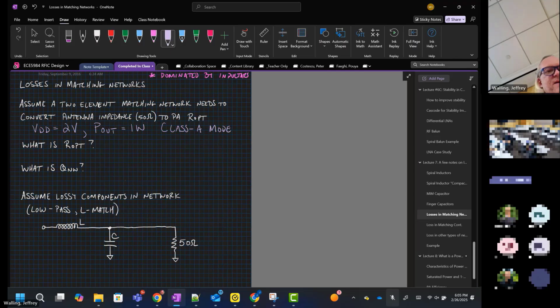All right, so what is R-opt? Well, you can show that the power out of a Class A PA is equal to VDD squared over 2 times R-opt. Therefore, we can just invert this equation to find R-opt. And you'll find that it's about 2 ohms in this particular case. All right, so quite tiny. What's the Q of the matching network? If we're just transforming from 50 ohms to 2 ohms, what's the Q?